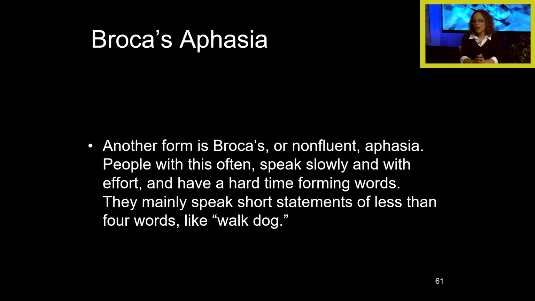Another form is Broca's, or non-fluent aphasia. This is when people are speaking very slowly, and it takes a lot of effort for them to try and articulate words. So they will talk slow. And oftentimes they just use two-word sentences, but they know what they want to say. This is going to be very frustrating for them. So they'll use two-word sentences like walk, dog, and it's difficult for them to form the words.